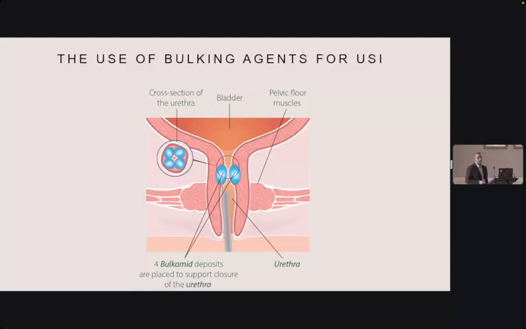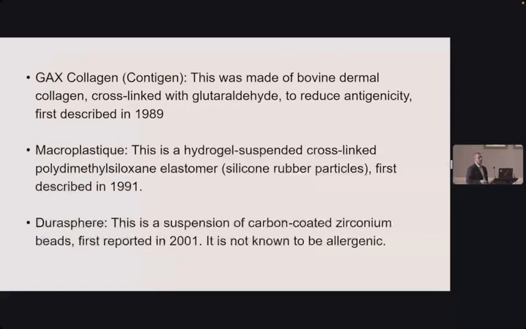And I just wanted to mention, most of these are not available in South Africa anymore, unless you have old stock somewhere. The GAX collagen was made of bovine dermal collagen. It was cross-linked with glutaraldehyde, and the purpose for that was to reduce antigenicity, and that was in 1989. We also had Macroplastique before. This was a hydrogel suspended cross-linked polydimethylsiloxane or silicone particles, described in 1991. And then the Durasphere, which was carbon-coated zirconium beads, reported in 2001. So you can see these are particulate bulking agents, okay?